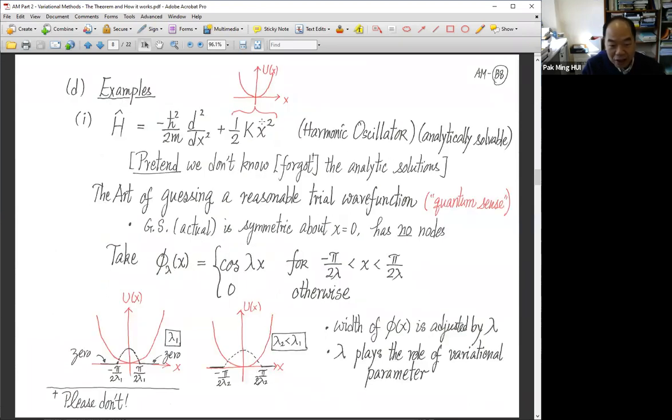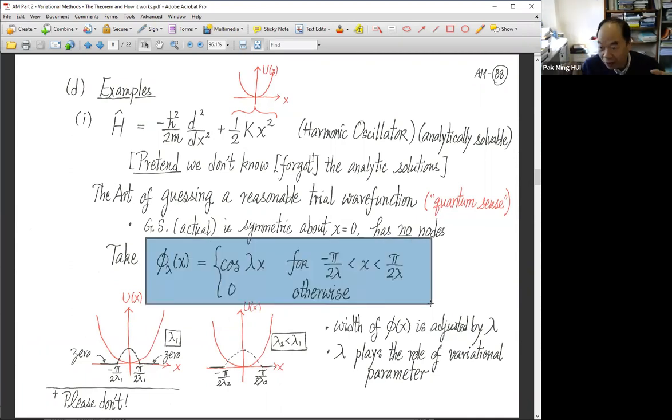This is the harmonic oscillator. Let's say we forgot the solution, and then we make a trial wave function of one cosine wave using a parameter lambda to tune the width. Small lambda means wider cosine. Bigger lambda means narrower cosine. And we discussed the physics. We know that somewhere in between the very narrow and the very wide limit, there is an optimum shape.